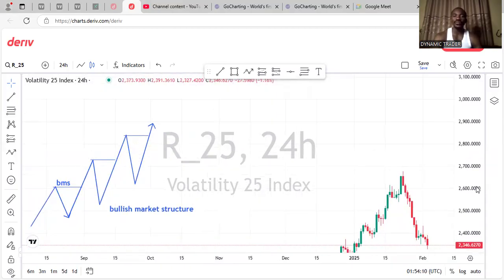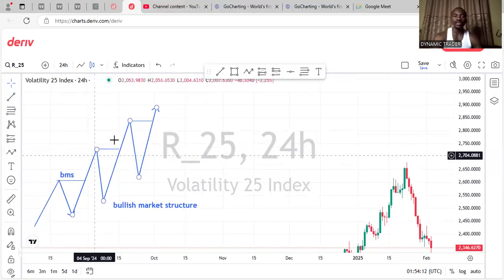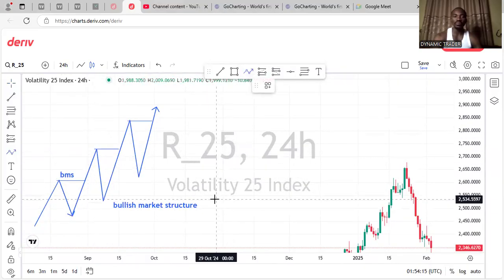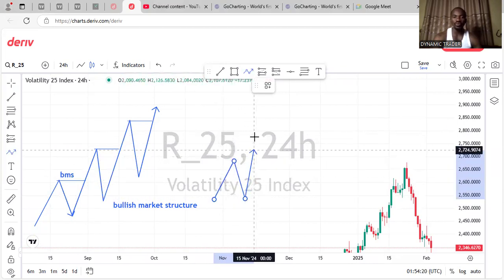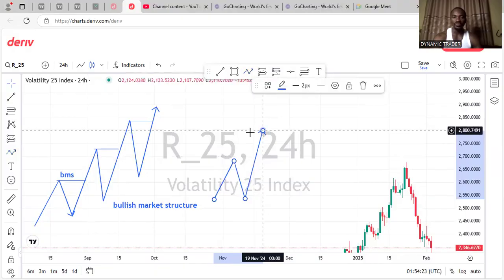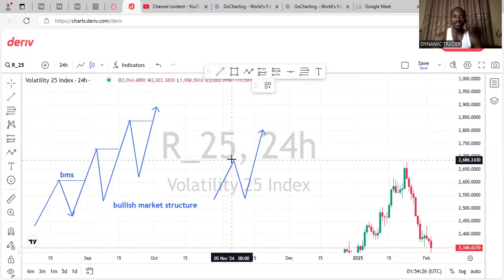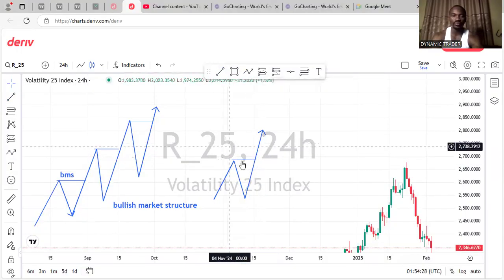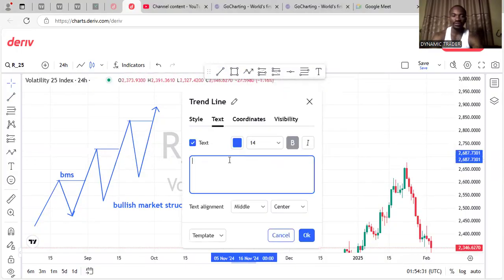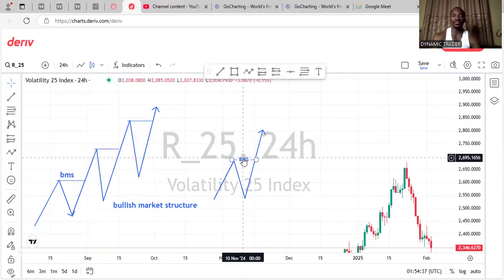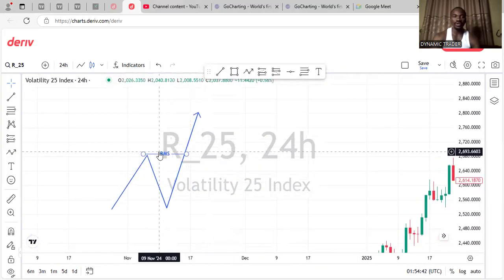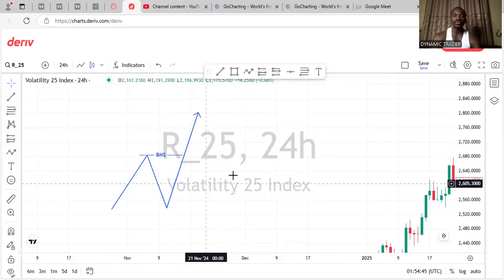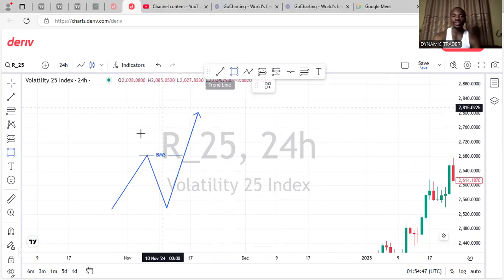The structure to look out for to buy, since it's printing a bullish market structure, is very simple. The market made a swing high and a swing low, and the swing low broke above the swing high. Now it has formed break of market structure, BMS. Let me zoom in clearly for those. So this is break of market structure.